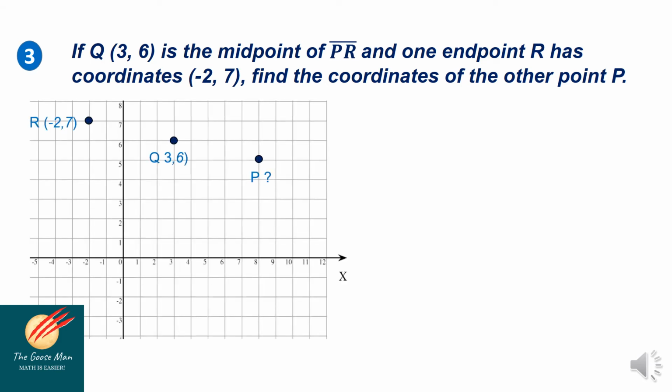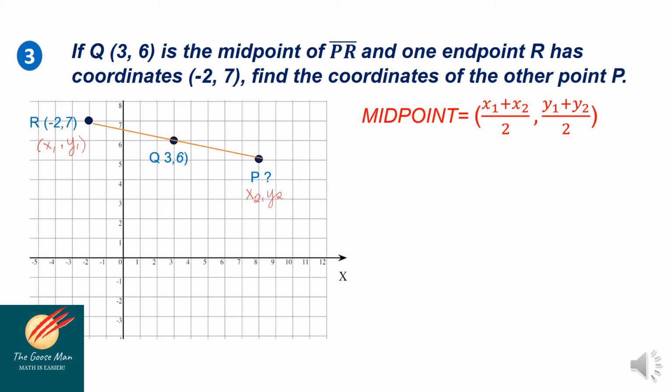So point Q is actually between the points R and P. We know that the coordinates of R is (-2, 7), while the midpoint has the coordinates of (3, 6). And we do not know the coordinates of the point P. So that is why we will use the midpoint formula, which is equal to (x sub 1 plus x sub 2 all over 2, comma, y sub 1 plus y sub 2 all over 2). So we will let R as our (x sub 1, y sub 1), while P is our (x sub 2, y sub 2). Okay?